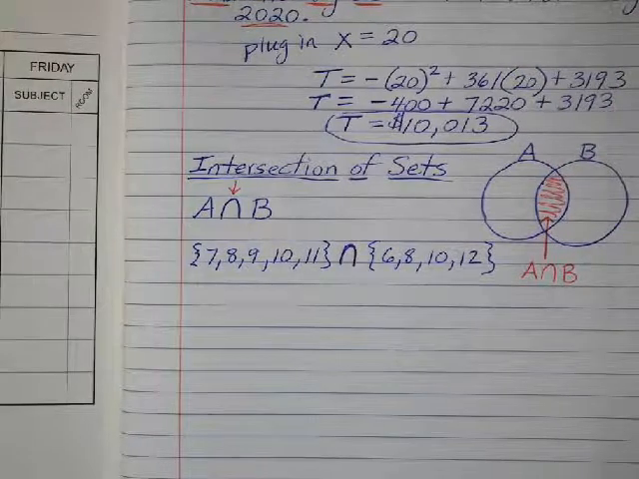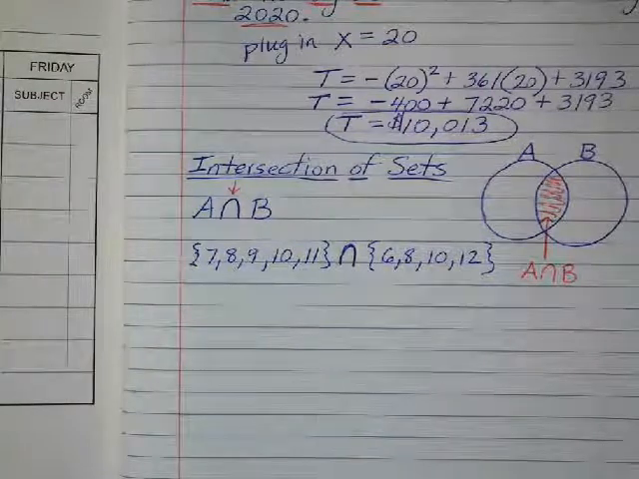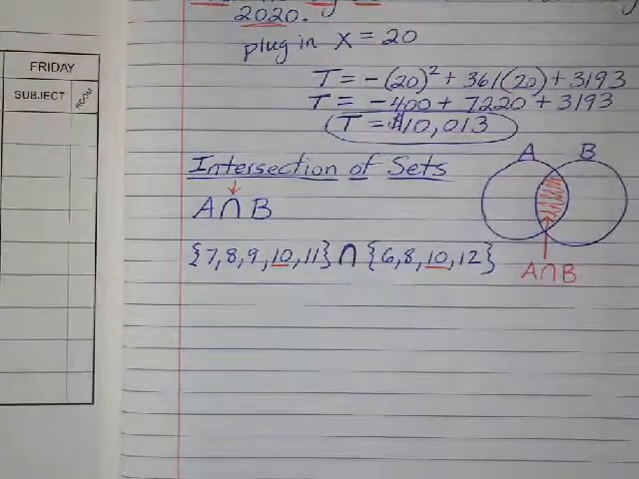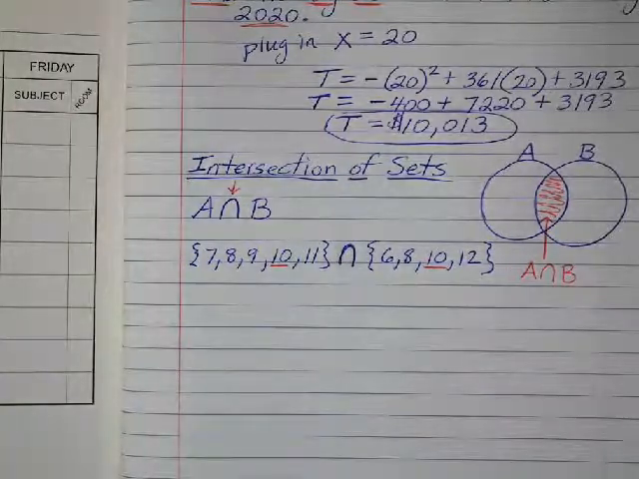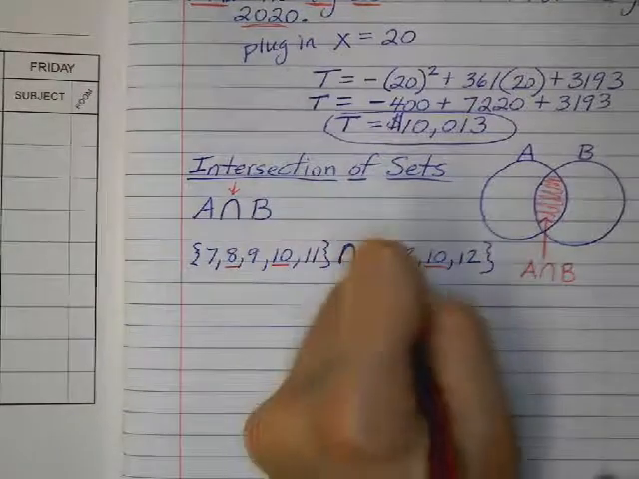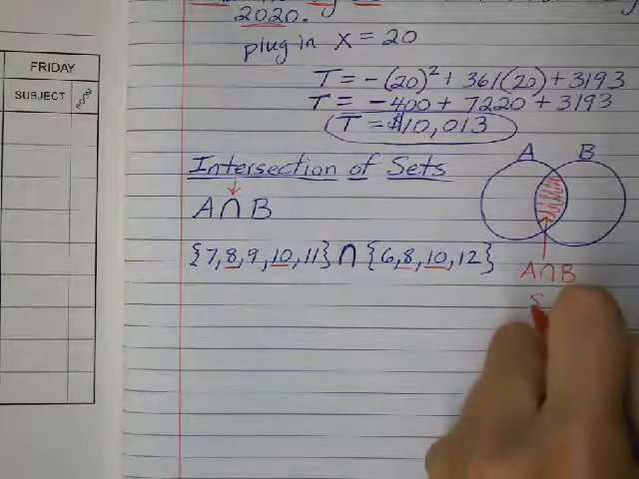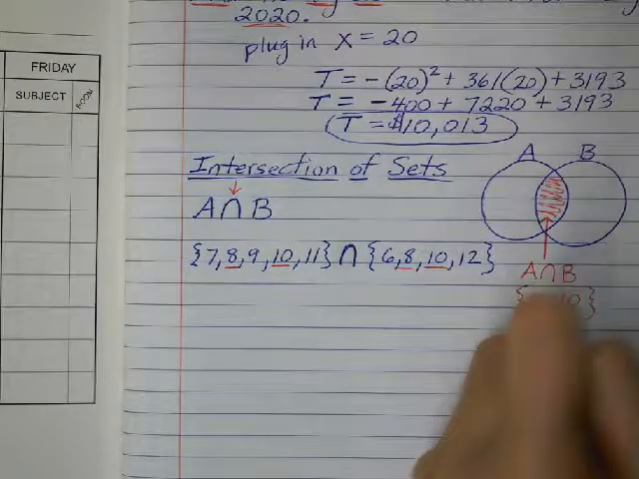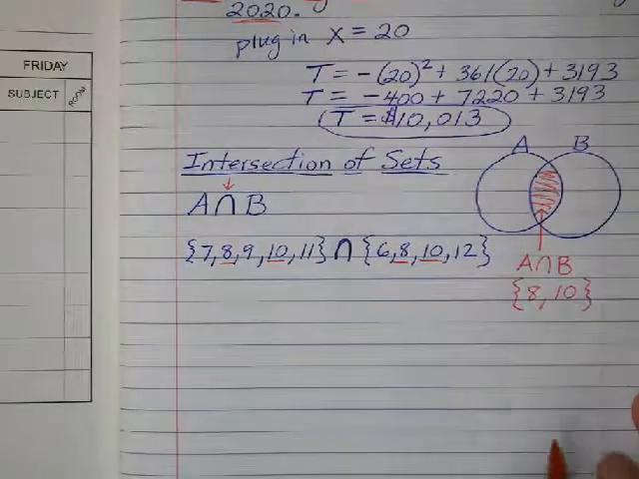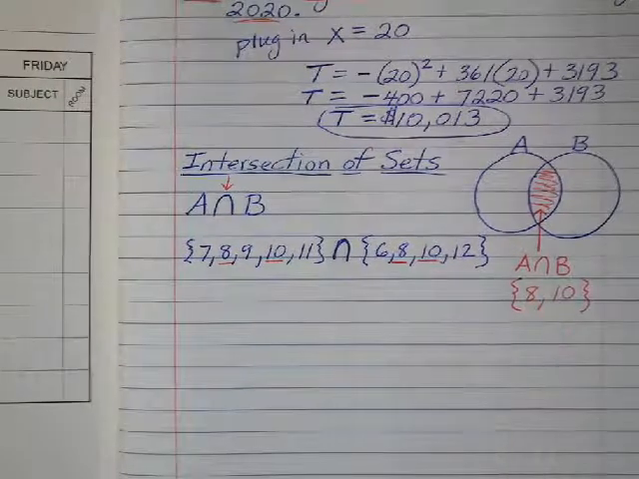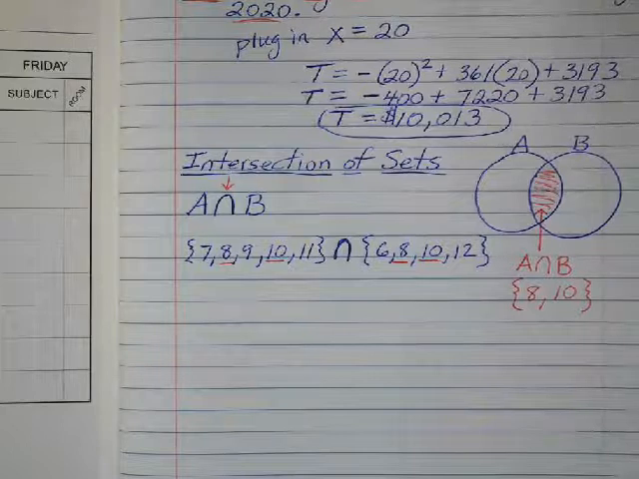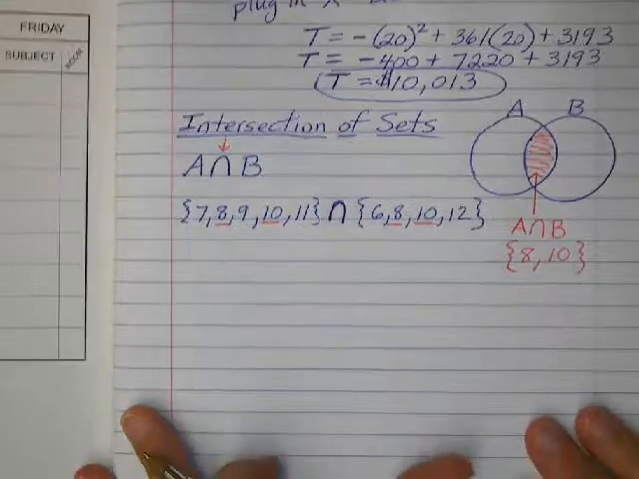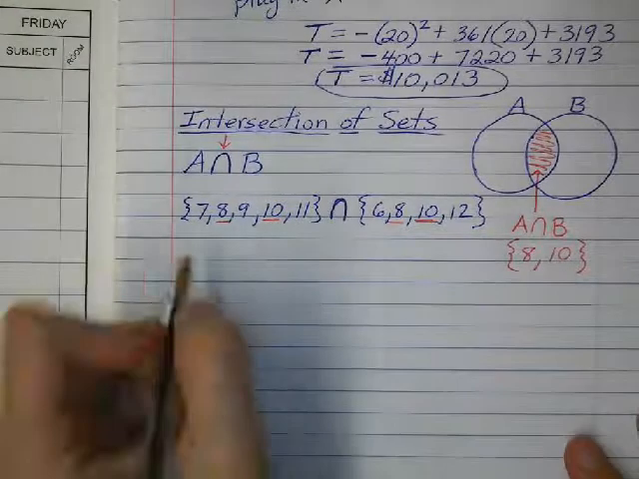What do you think the answer is? Yeah, they have 10 in common. See the number 10? They both have 10 in those lists. What else? Yeah, 8 also. So the answer for this one would be 8 and 10. And they put it in a set, with those squiggly braces around it. Intersection is what two groups have in common.